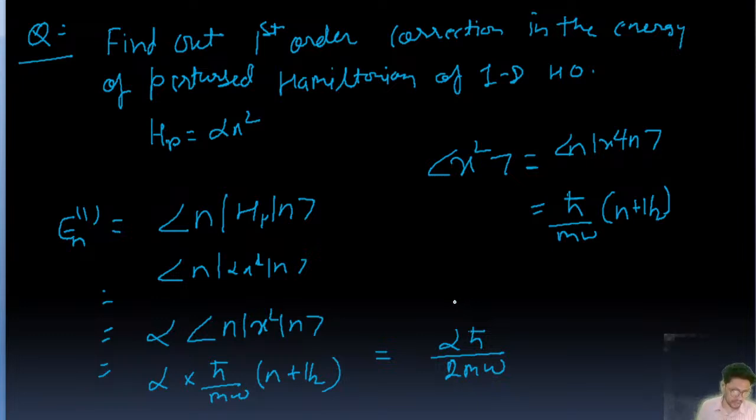Right. So the alpha h cut upon 2m omega, right? This is the first order correction in the ground state of the perturbed Hamiltonian of the 1D harmonic oscillator, and the perturbation is given like this, right? Very simple.